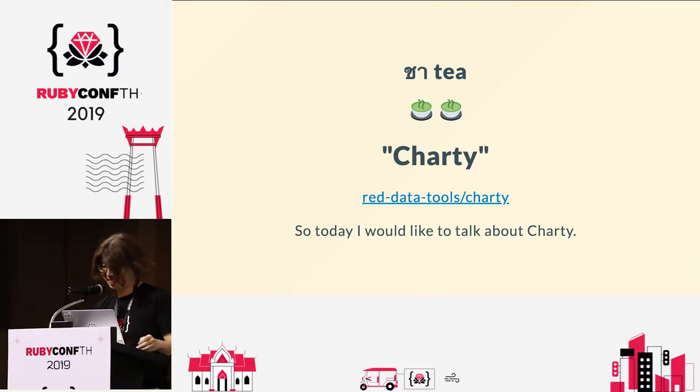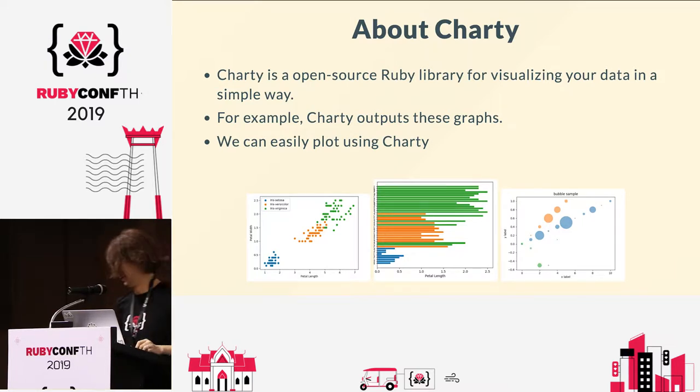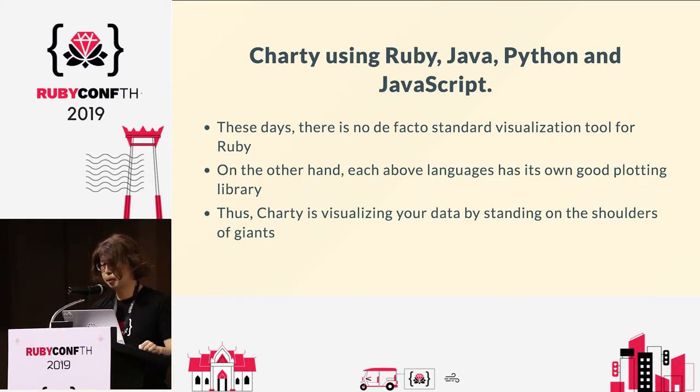So today I would like to talk about Charty. Charty is an open source Ruby library for visualizing your data in a simple way. For example, Charty outputs these graphs. We can easily plot using Charty. Charty works with Ruby, Java, Python, and JavaScript libraries. These days, there is no de facto standard visualization tool for Ruby. On the other hand, each of the above languages has its own good plotting library. Thus, Charty visualizes your data by standing on the shoulders of giants.